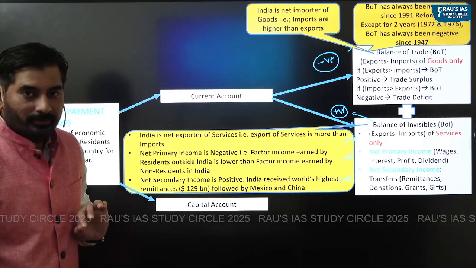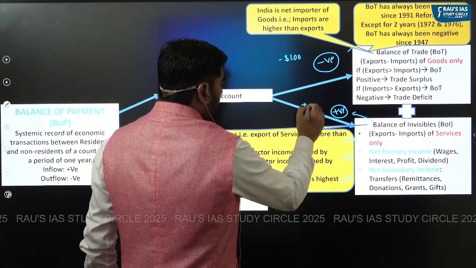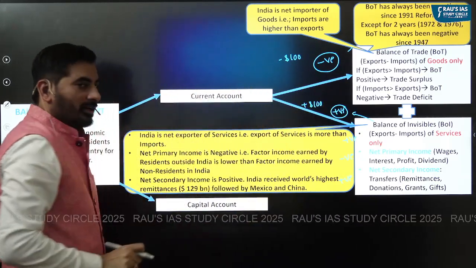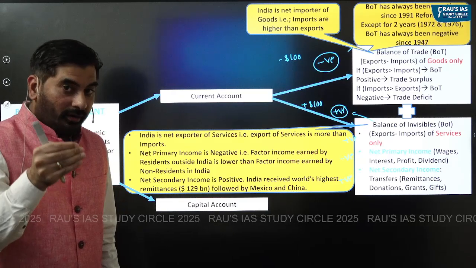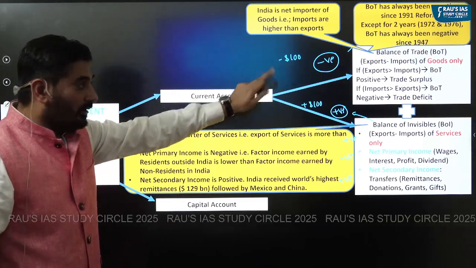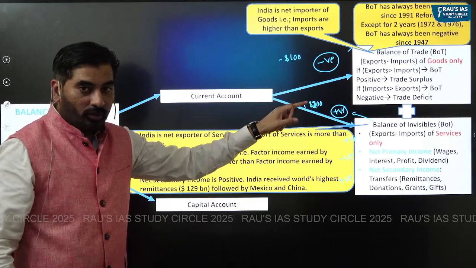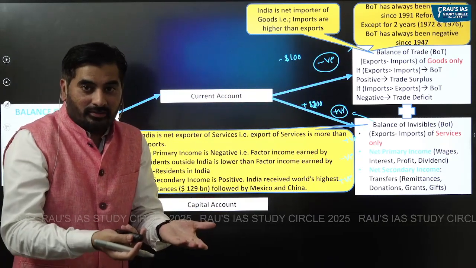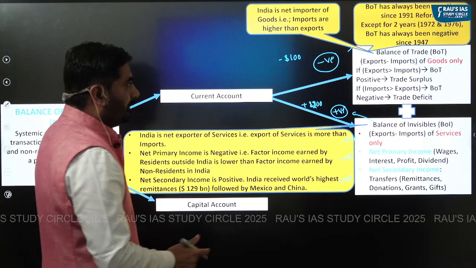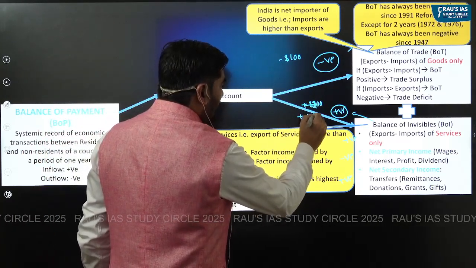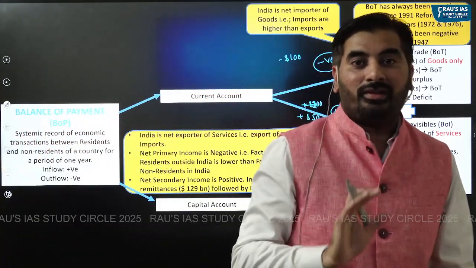What will be the current account? Think of it. If this is minus $100 and this is plus $100, what will be the current account? Minus 100 plus 100, current account will become equal to 0. On the contrary, if this is minus $100 and this is plus $200, minus 100 plus 200 means current account will be in surplus, right? Third scenario, what if this is minus 100 and this is plus 50? Minus 100 plus 50, current account will be in deficit, minus 50.